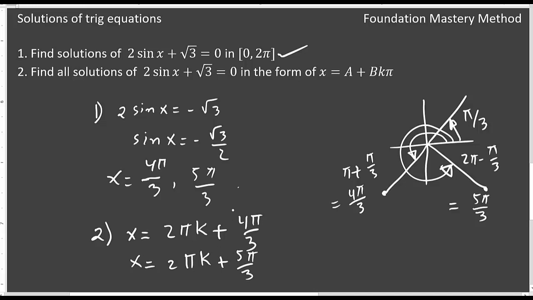Now if you compare these results with this format in here, then you can see a is a free one. So you can say a equals 4 pi by 3. Also you can say 5 pi by 3. And then your b will be, just compare. We say here bk pi. So you have 2k pi. So then b must be 2. So sometimes in questions we say if you have more than one solution, write x equals a plus bk pi or c plus dk pi. Then we may ask to find what is a, what is b, what is c, what is d.